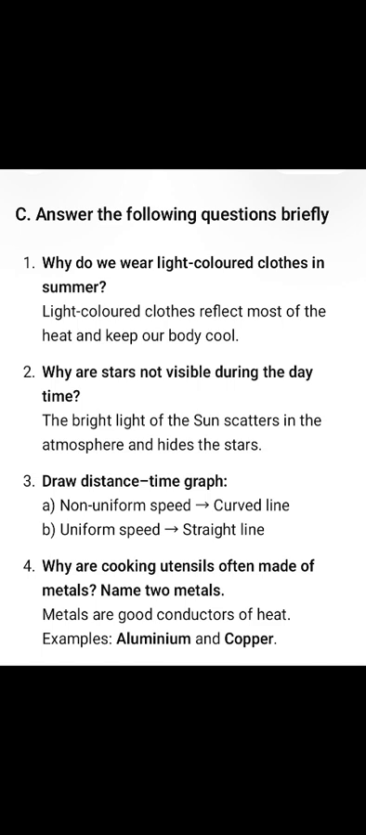Non-uniform speed, curved line, and uniform speed, straight line. Why are cooking utensils often made of metals? Name two metals. Metals are good conductors of heat. Examples: aluminium and copper.